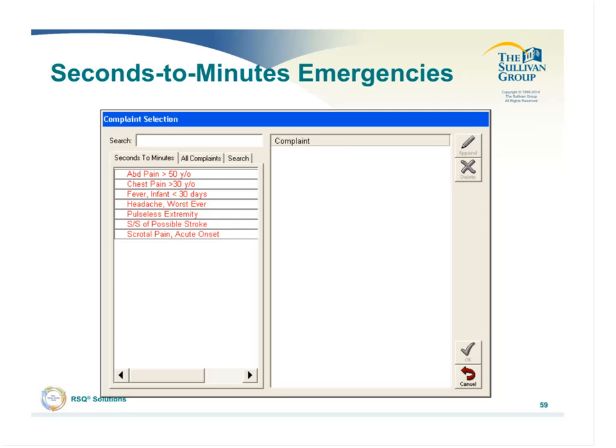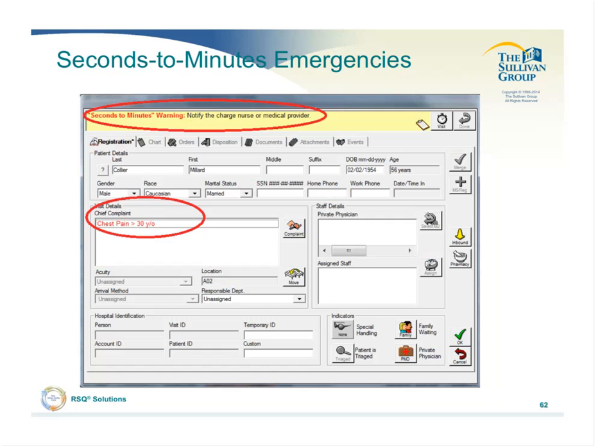Everybody in the department starts using this new vernacular, seconds to minutes emergencies. Hey, we got one of these seconds to minutes emergencies. Everybody's on the same page. Simple, straightforward, low-lying fruit. I've got a patient in triage with scrotal pain. I got a baby in here less than 30 days of age with a fever. I got a chest pain patient. Boom, what happens? We're going to tell the nurse, you got one of these seconds to minutes emergencies.